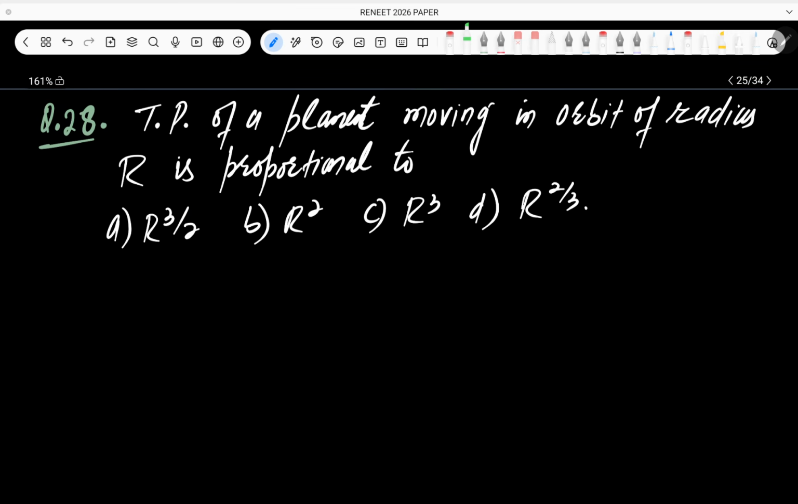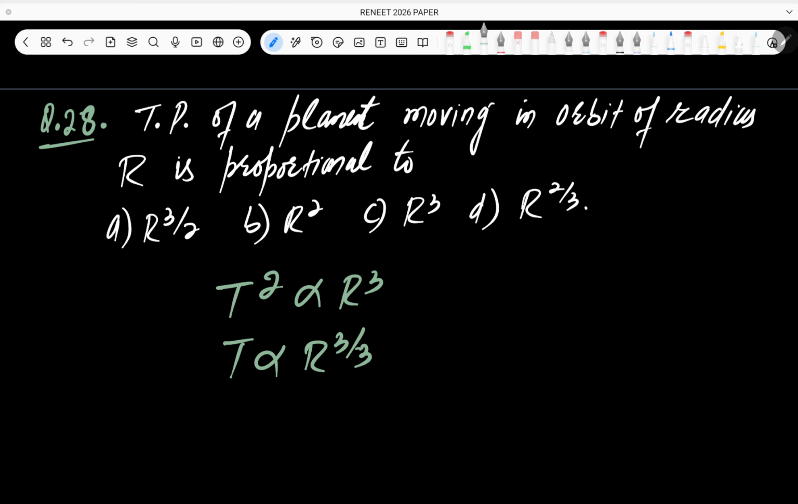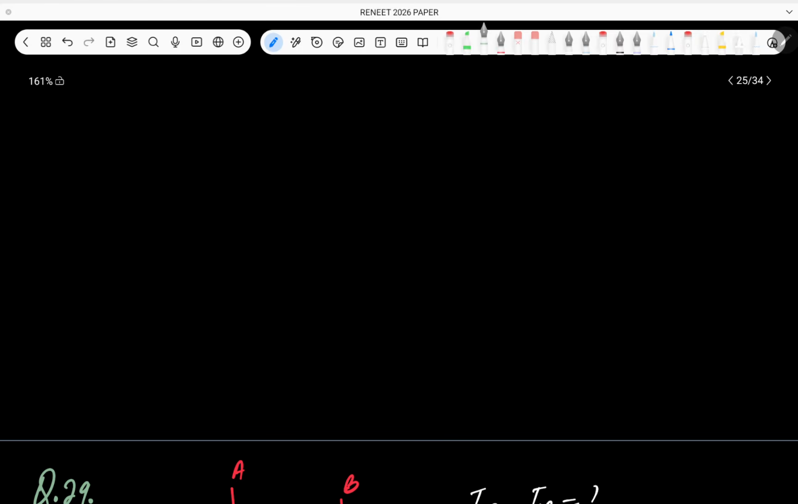Question number 28. So question number 28 is a statement. It is very easy. It is Kepler's law. Kepler's law states that T square is directly proportional to R cube, which implies T is proportional to R raised to the power 3 by 2. So it is a direct question. This is the answer to this question.